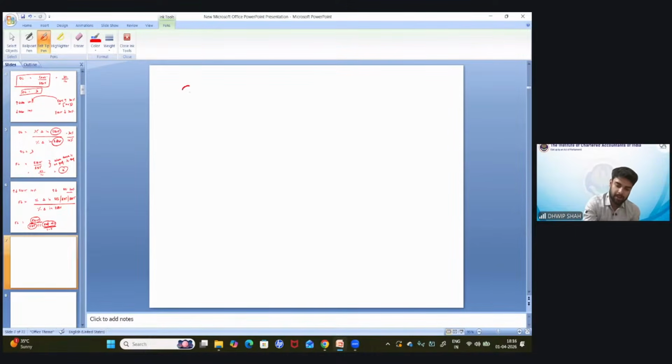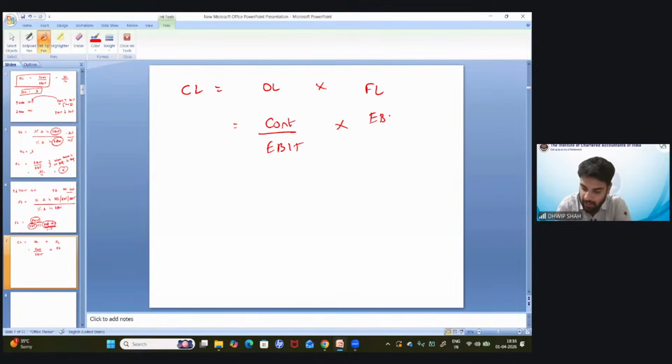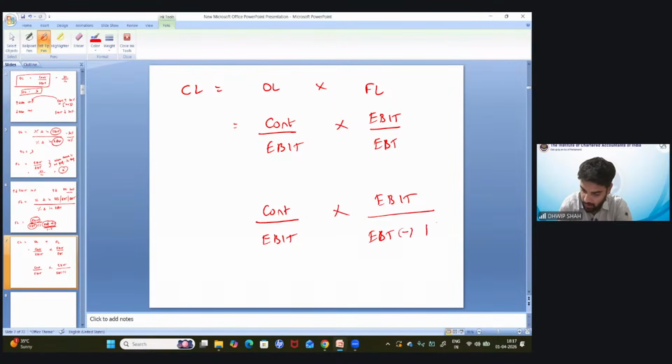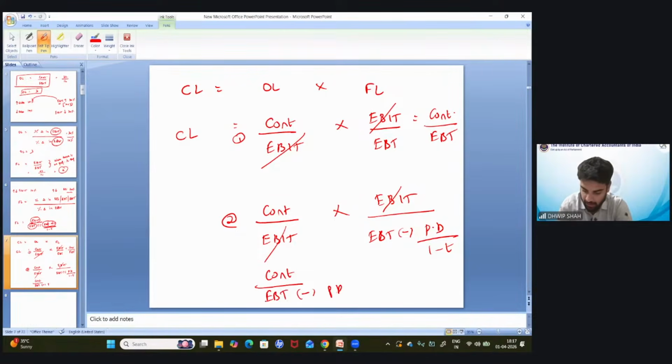Okay. Last, combined leverage. Combined leverage is nothing but OL into FL. OL was contribution upon EBIT. FL had two formulas. One was when there is no preference share, and another was when there are preference shares. So EBIT gets cancelled. So when there are no preference shares, the formula of combined leverage is contribution upon EBT. And when there are preference shares, what does the formula become? Contribution upon EBT minus preference dividend divided by 1 minus T. Are you following, students? Able to recollect?